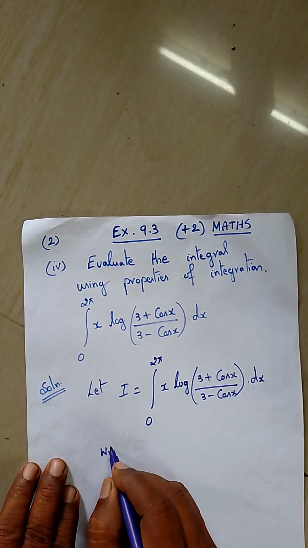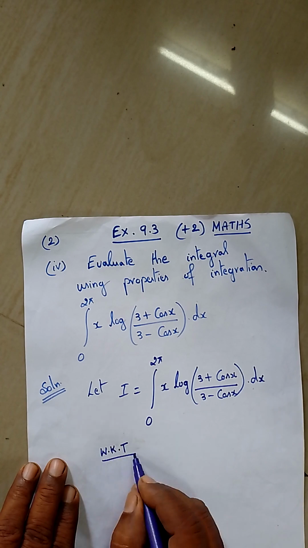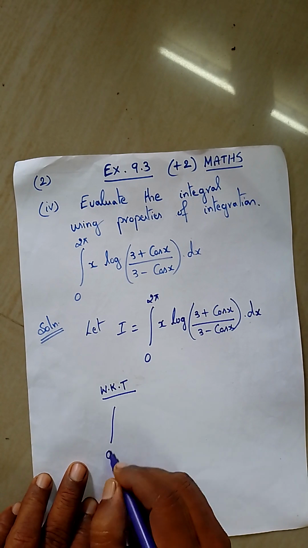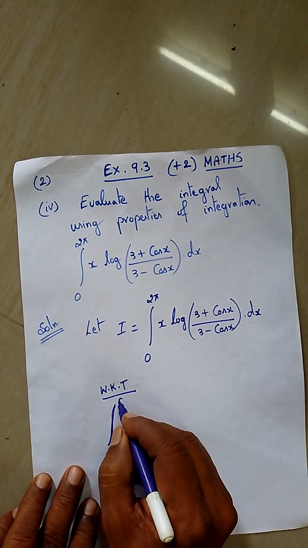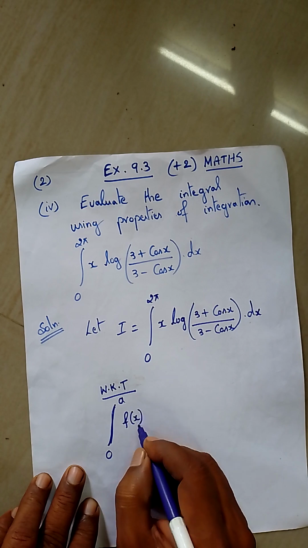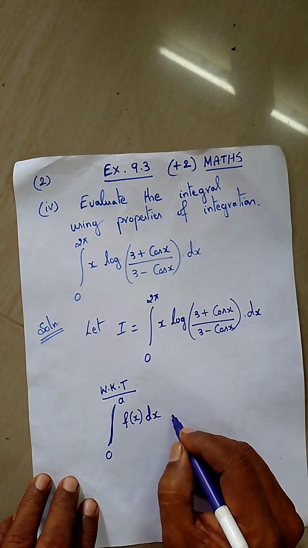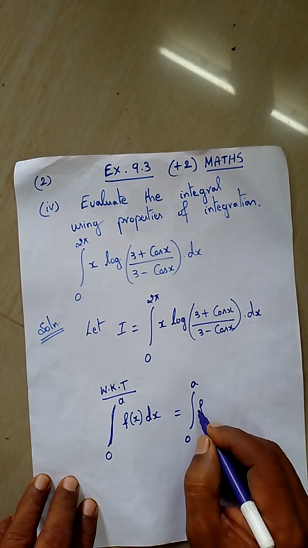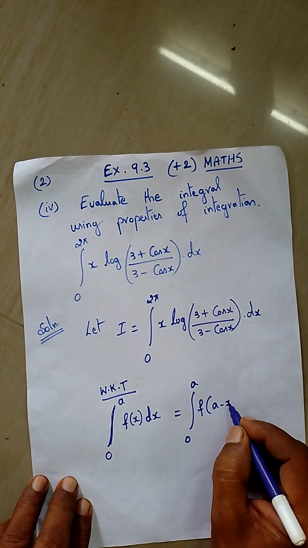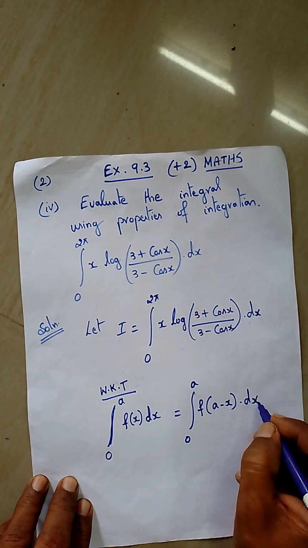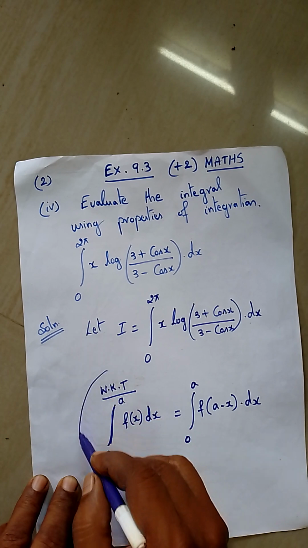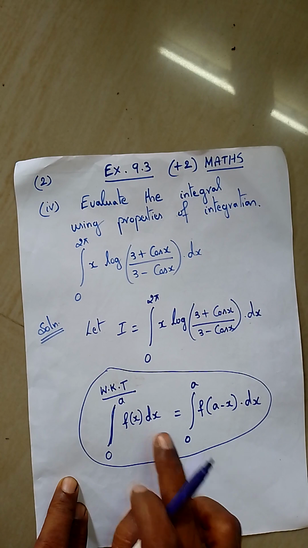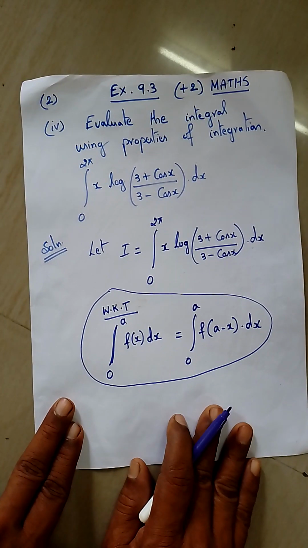So we know that the integral from 0 to a of f(x) dx is equal to the integral from 0 to a of f(a − x) dx. Okay, so this is one of the properties. So we are going to make use of this property.